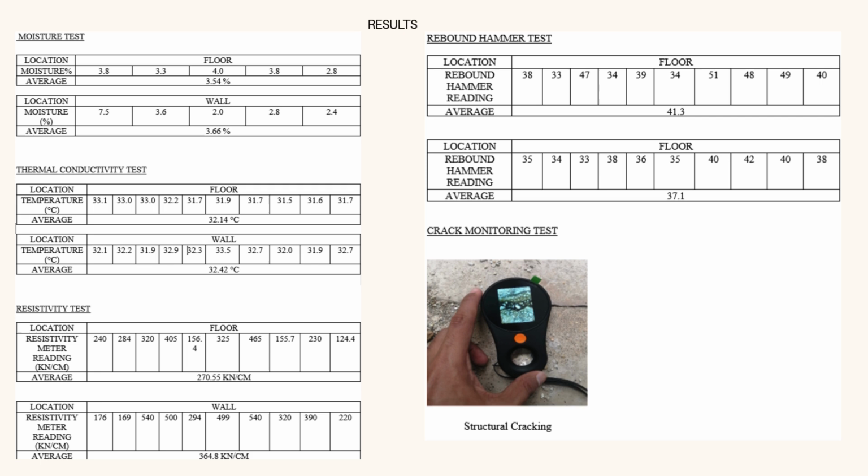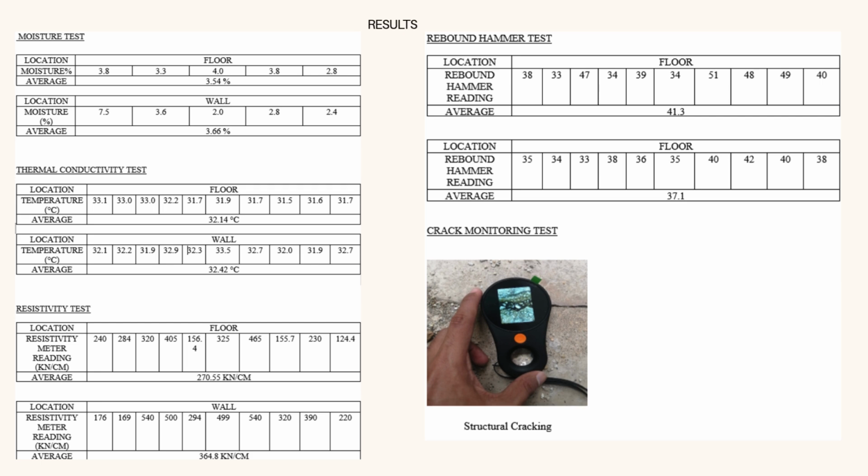3. Resistivity test. In the resistivity test, we found that the floor had an average reading of 270.55 kΩ·cm, whereas the wall showed a higher resistivity at 364.8 kΩ·cm. This implies the wall material may be denser or more resistant to moisture transmission.